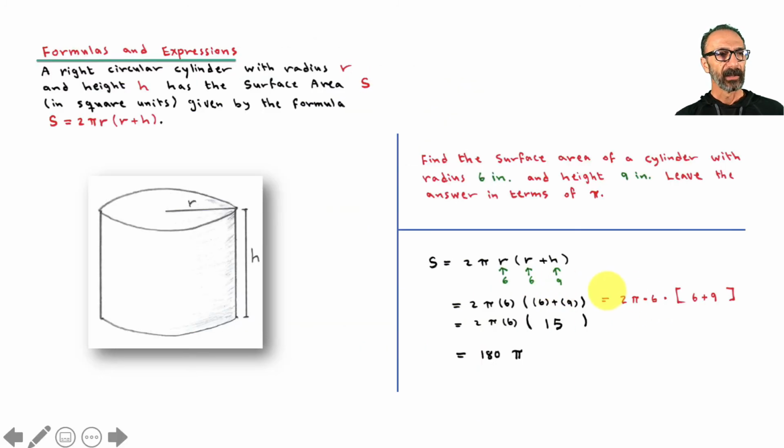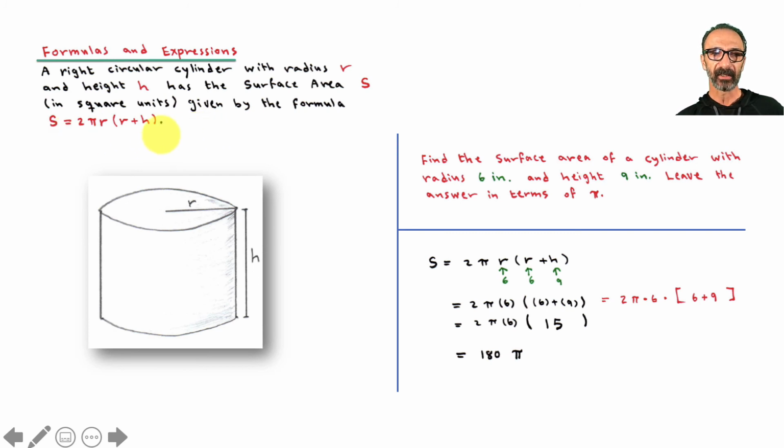Now, formulas and expressions. A right circular cylinder graphed right here. As you can see, I like to enhance my videos with graphs by hand to the best that I can. And I think they do help understand what the problem is talking about. A right circular cylinder with radius r and a height of h right here has the surface area S in square units, given by the formula S equals 2 pi r times (r plus h).